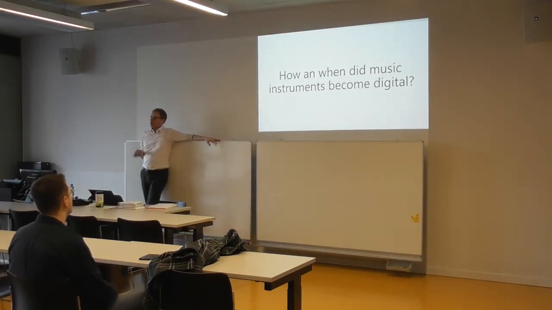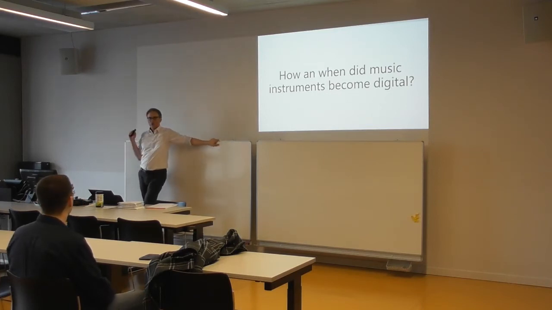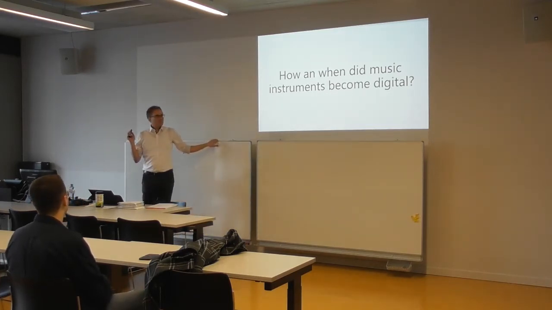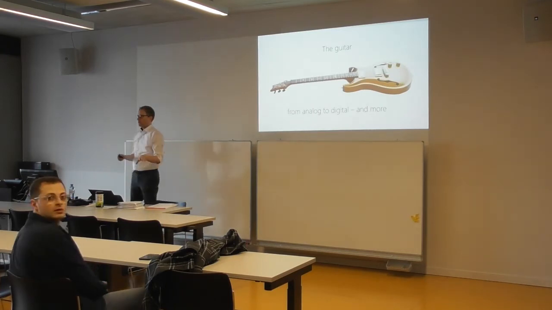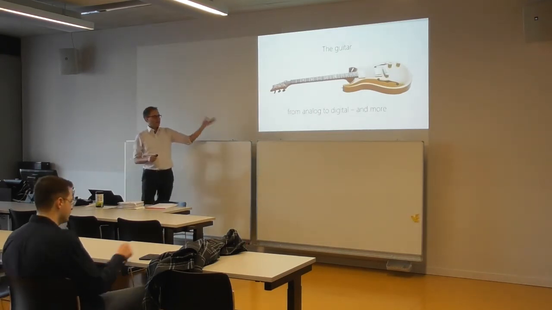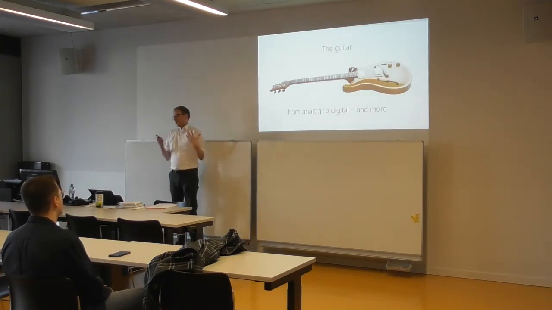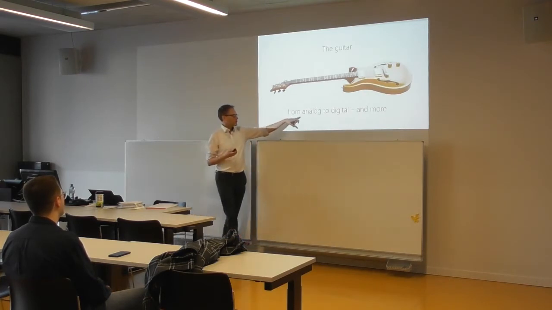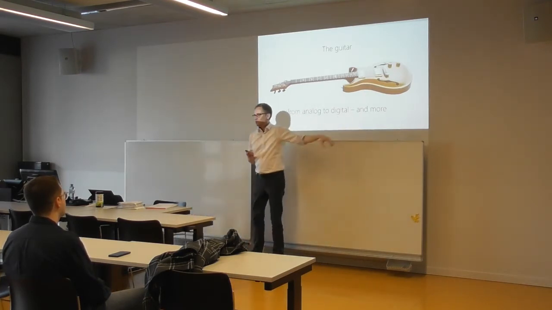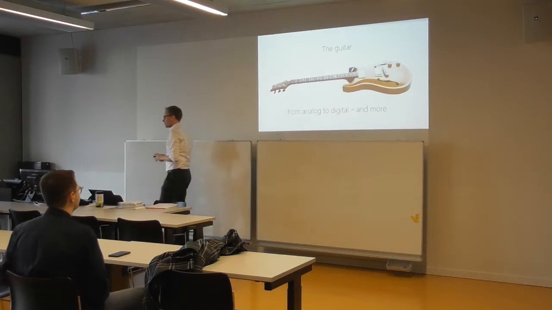The first question is how and when did music instruments become digital? You all know instruments. And you most likely know this instrument, a guitar, in particular the electric guitar. And the electric guitar, or the guitar, is a very good example to show you how the progression went from analog to digital and even beyond that, throughout history.